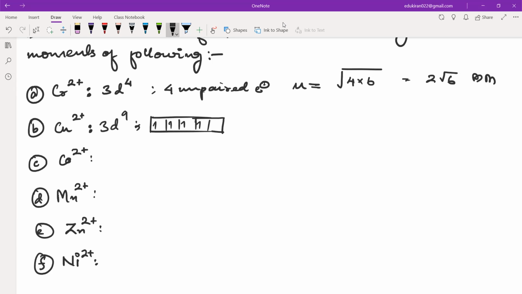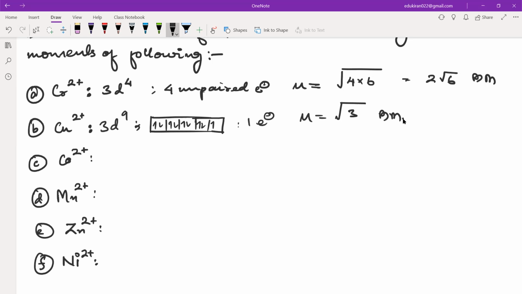1, 2, 3, 4, 5, 6, 7, 8, 9. So this will lead to 1 unpaired electron. Okay, 1 electron, and mu will be equal to root of 3 Bohr magneton. ये होगा ना, 1 into 1 plus 2 is equal to 3.